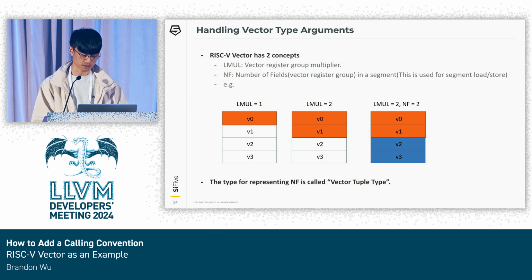And the second concept is called NF, which is short for number of fields in a segment. This is basically used in segment load store instructions that need multiple register groups to be consecutive. In the following slides, we'll use RVV type to represent vector type with only LMUL, and we'll use vector tuple type to represent the vector type with both LMUL and NF concepts.